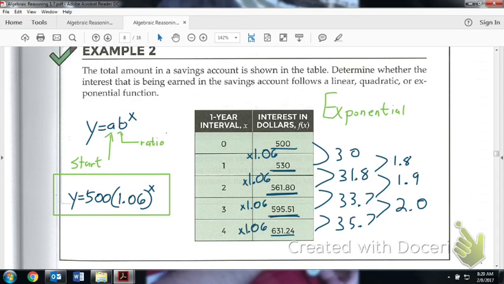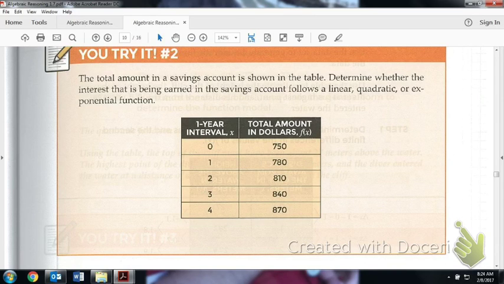Go ahead and pause. Try You Try It number 2. Same idea. The total amount of a savings account is shown in the table. Determine whether the interest being earned is linear, quadratic, or exponential. Because it's a savings account, I can pretty much tell you right now it's probably exponential, but we're still going to run it through the paces.